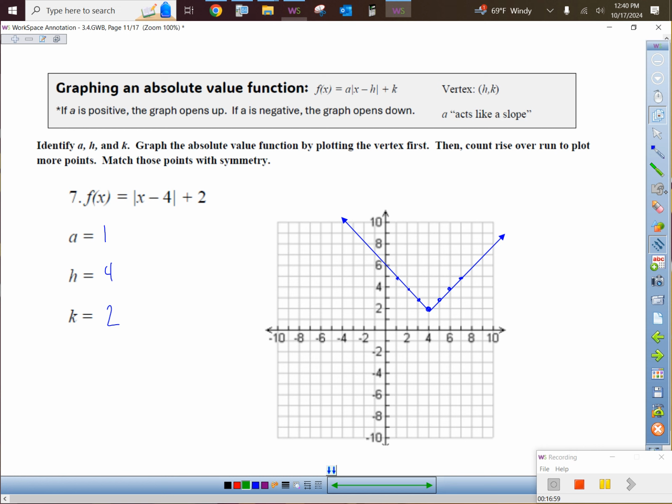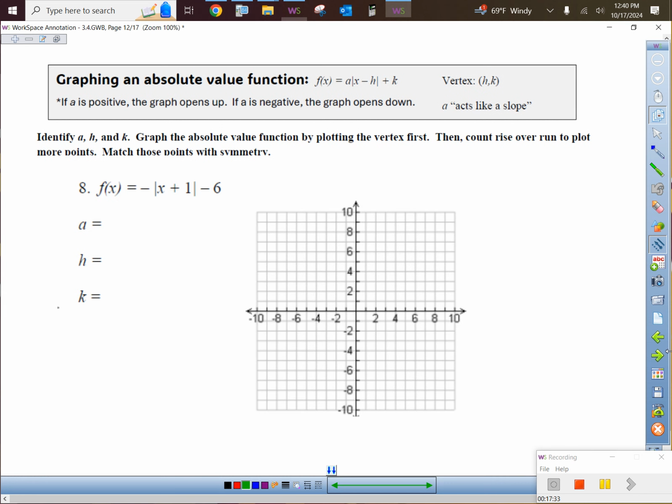So these are things that are not going away, right? We're just starting with absolute value, guys. So let's see if we can identify. Right here is the a value. It's the number in front of the bars. What would you put?